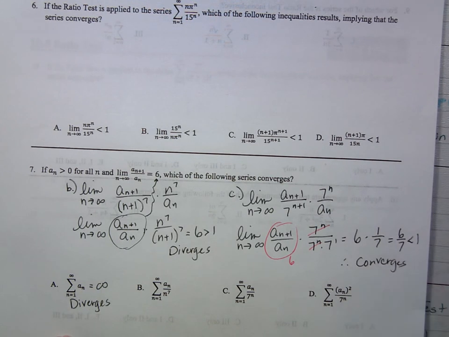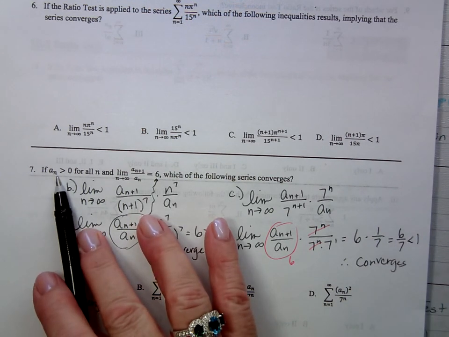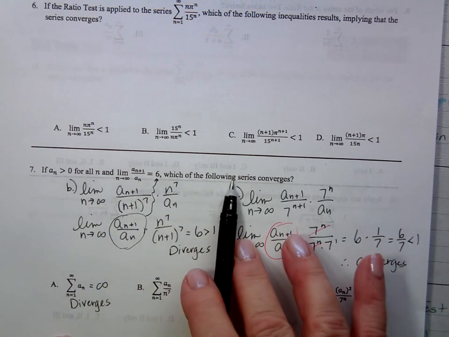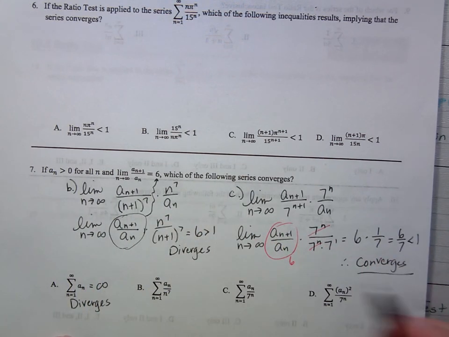So it says, which of the following series converges? I'm done. I figured out the one that converged. I don't even have to check part D. All right, that should do it for the ratio test.